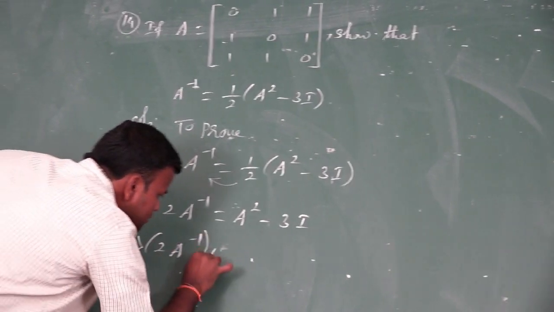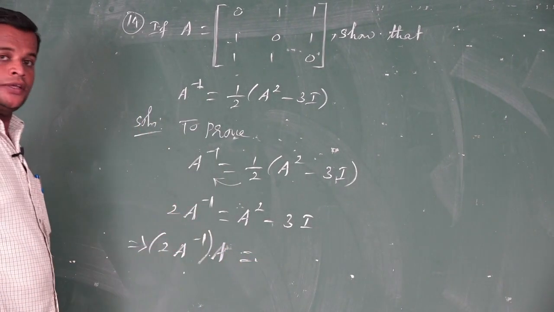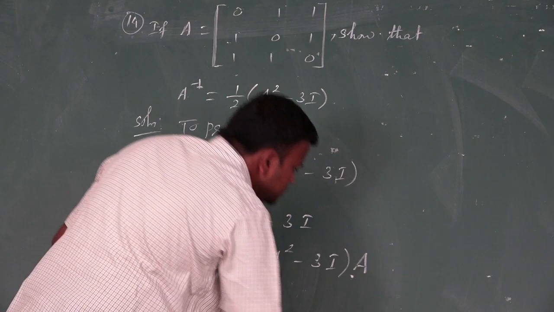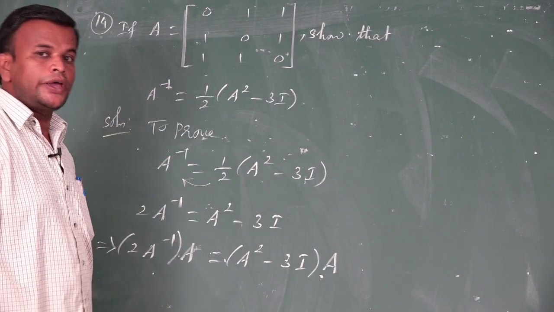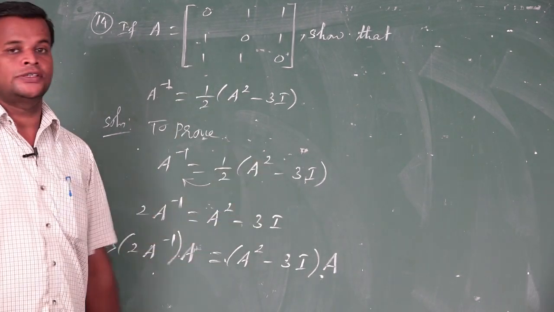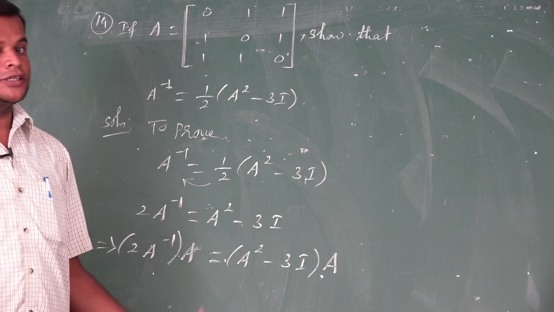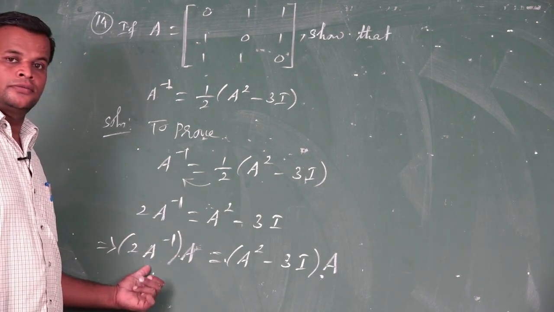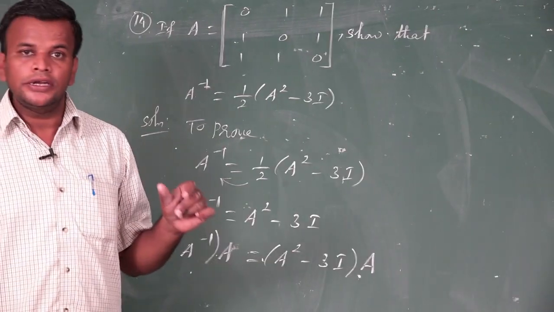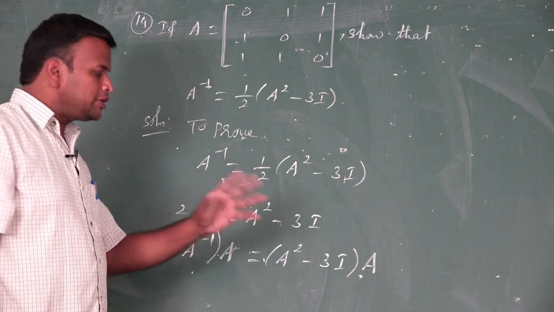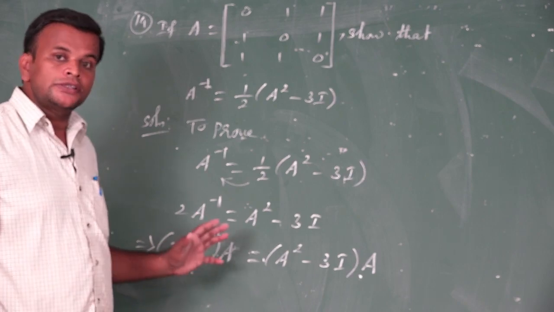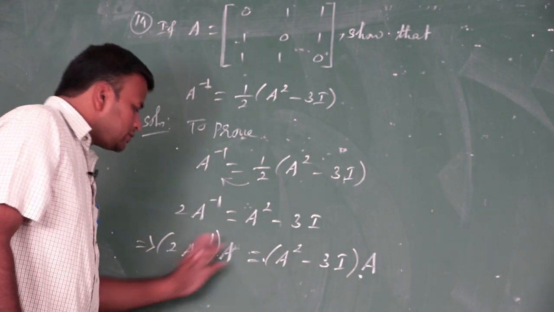2 into A inverse into A is equal to A square minus 3I into A. I do one work. I post multiply A on both sides. Why? Because in LHS you see A inverse is there. We multiply A inverse into A is always an identity. You know the identity value. So that's why we post multiply A on both sides. Matrix multiplication is always associative, so we keep bracket in any manner.